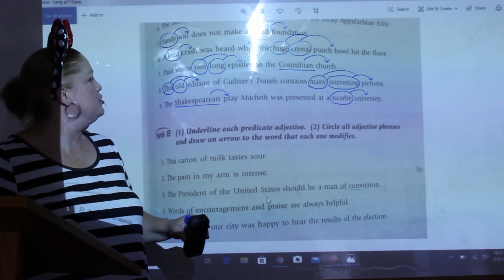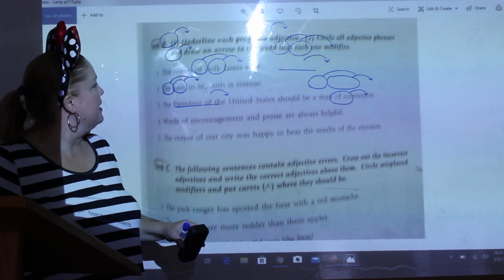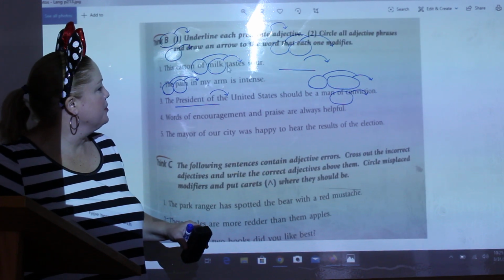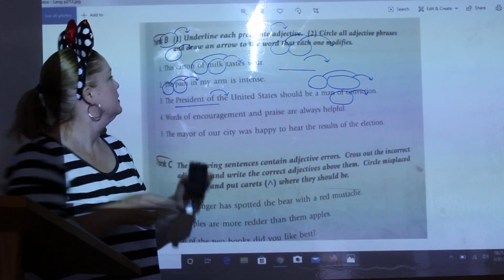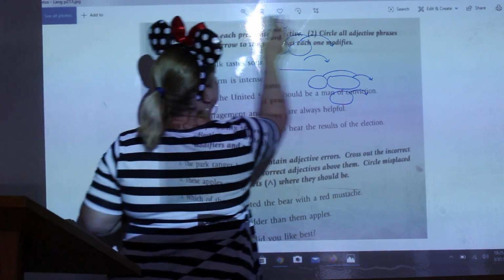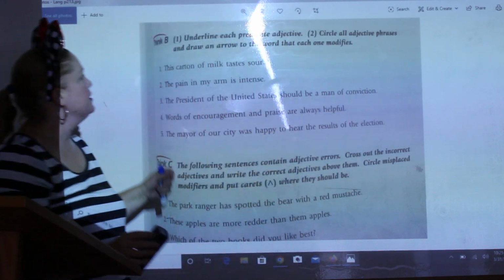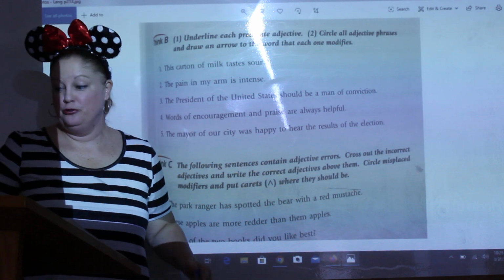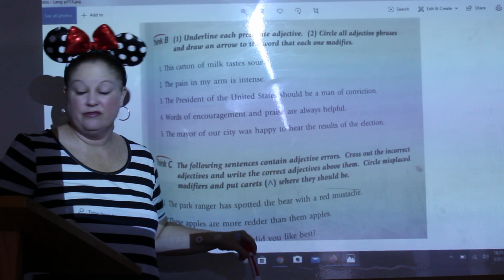All right, moving on to Think B. I'm going to drag this up here. Oh, so pretty. There we go. Get those marks off the screen. Think B. We have new directions. I'm going to switch colors. I'm going to use red for a little bit.